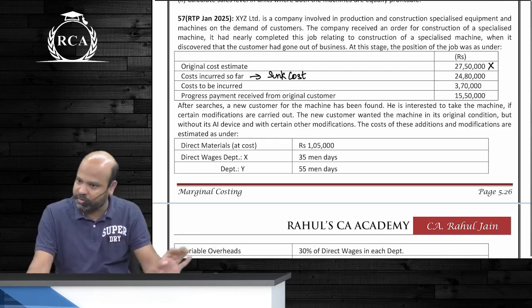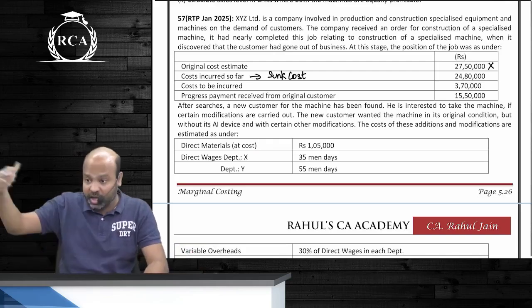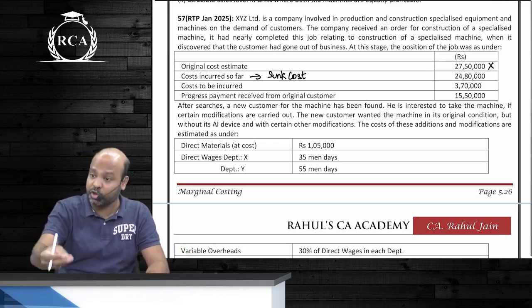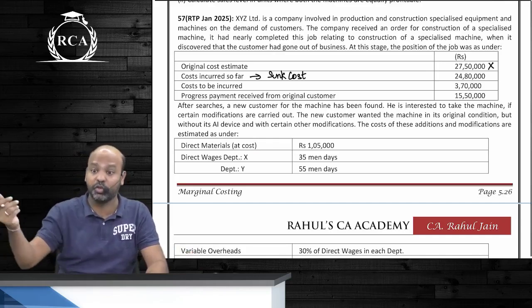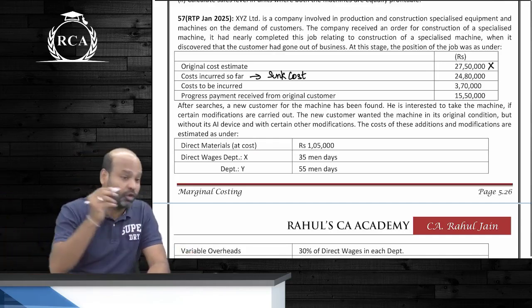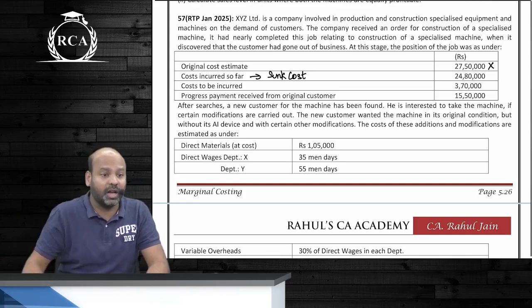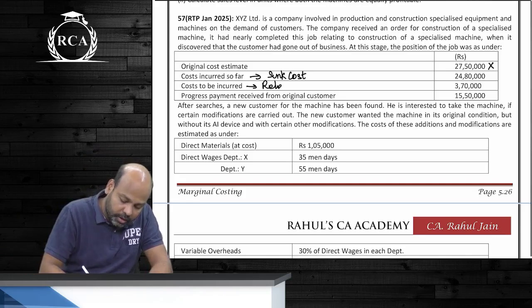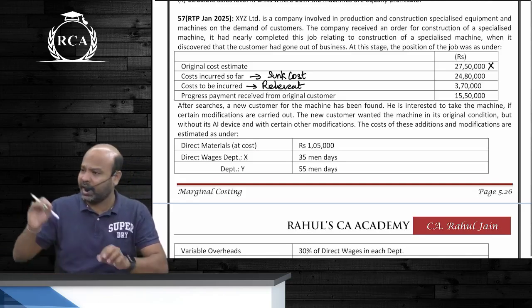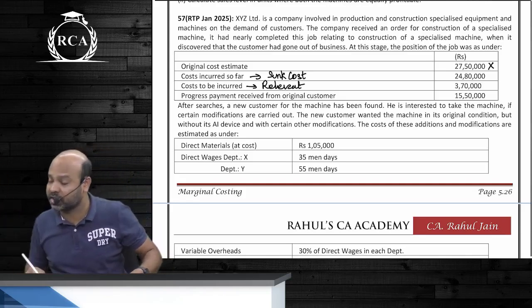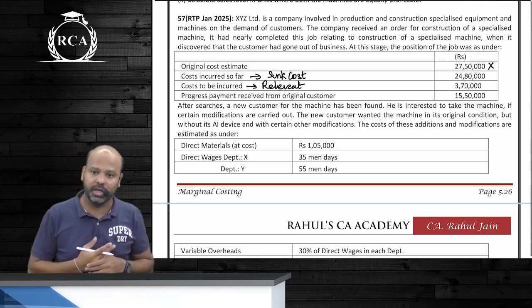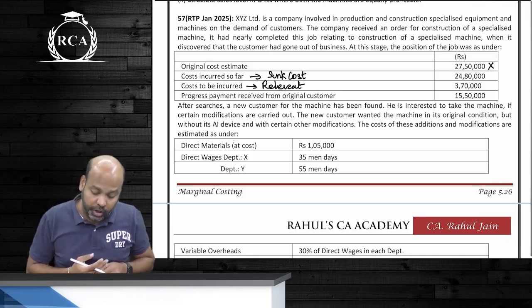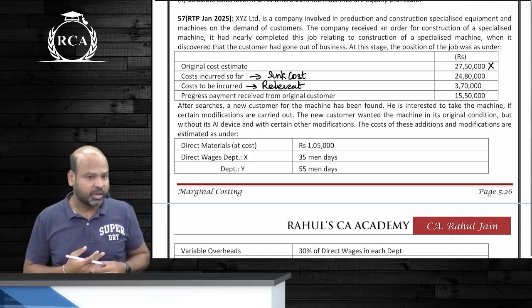We have no problem with that. But in case you cannot recover everything, recover something. There should be some incremental benefit rather than losing everything. So, cost incurred so far is irrelevant for decision making. Cost to be incurred, relevant for decision. Any incremental expenditure to be incurred will always be relevant. Are we clear? Progress payment received from original customer, irrelevant.